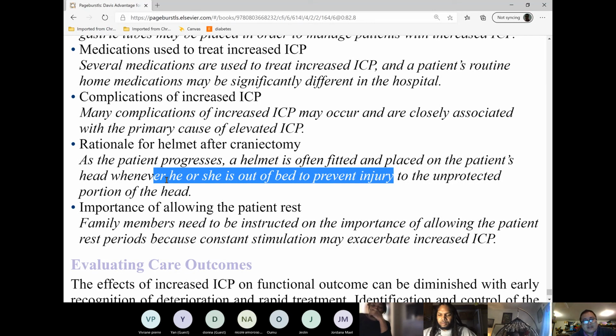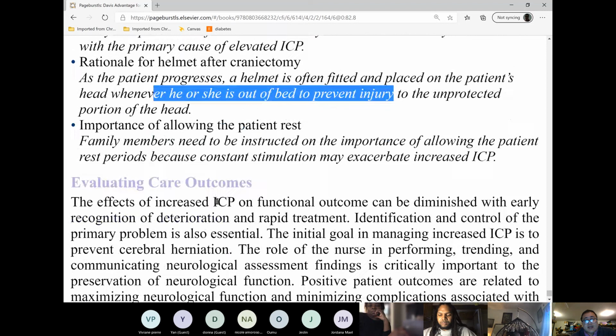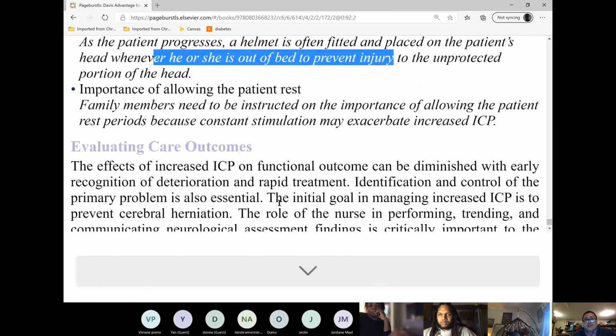Plus, also to prevent DVT, so we begin physical therapy. Make sure they have a helmet on whenever you get them out of bed. That's it. We'll continue next week for TBI. So the quiz next week will be on ICP, increased ICP.